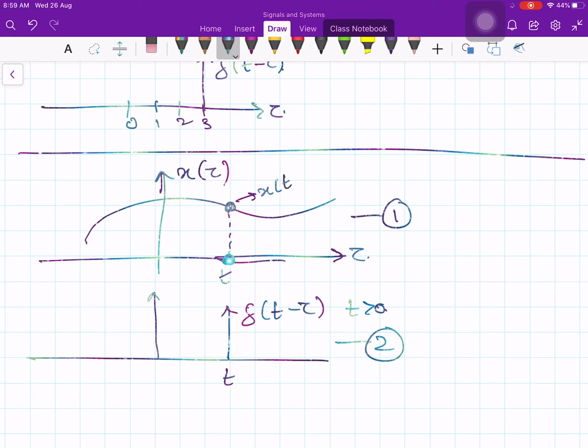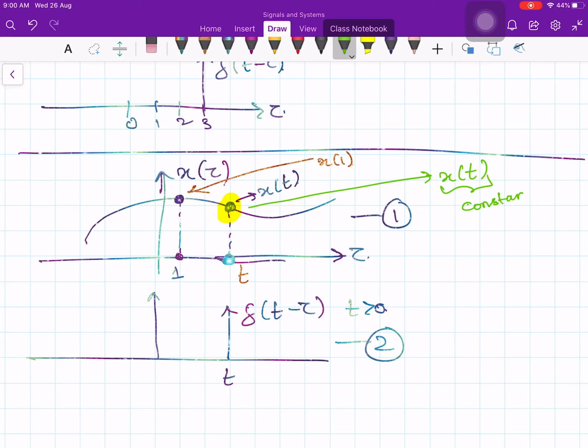For example, let us say 1, at this point you substitute tau equal to 1 in the function x of tau. So what is this value? That value is going to be x of 1, right? Similarly, instead of 1 I have t here. If you substitute t in the function, then this point is going to be x of t. Now it is a constant, by the way. Please remember, it is no more a function now. Once you substitute tau equal to t, then x of tau becomes a constant.